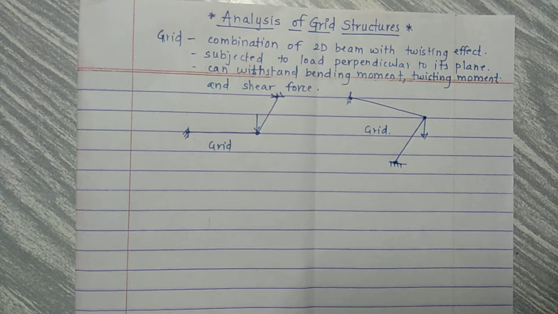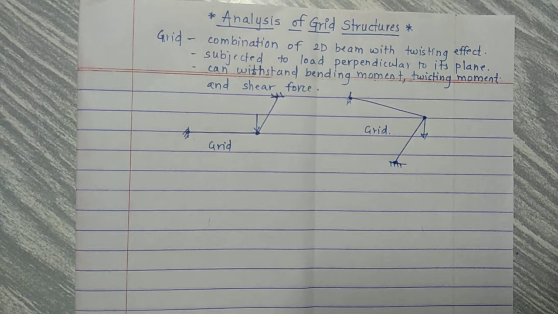So in the previous unit we started with the derivation part. Same way here also we will move forward with this unit with the derivation of the standard stiffness matrix for this grid structure. Okay. So basically we should know what grid structures are. So grid is a combination of 2D beams with some twisting effect.